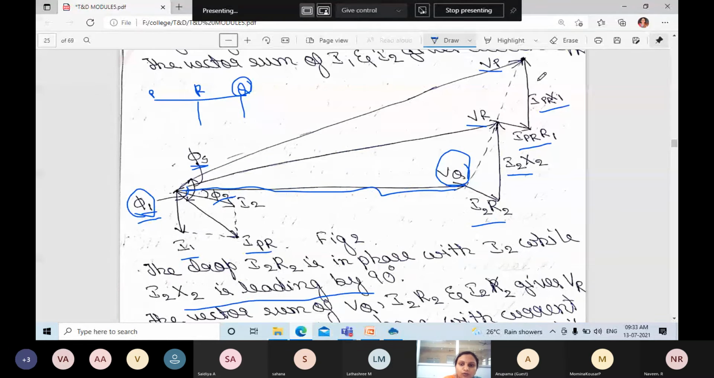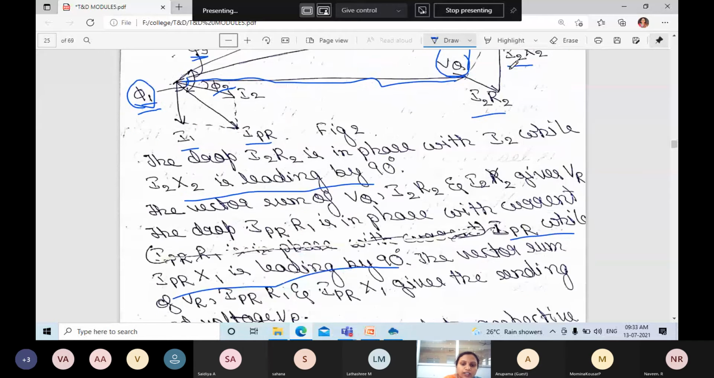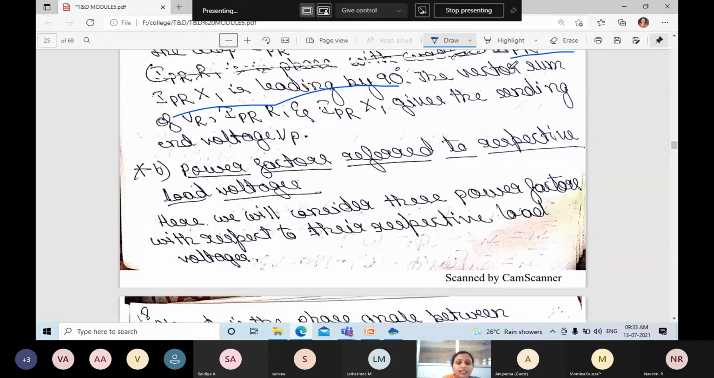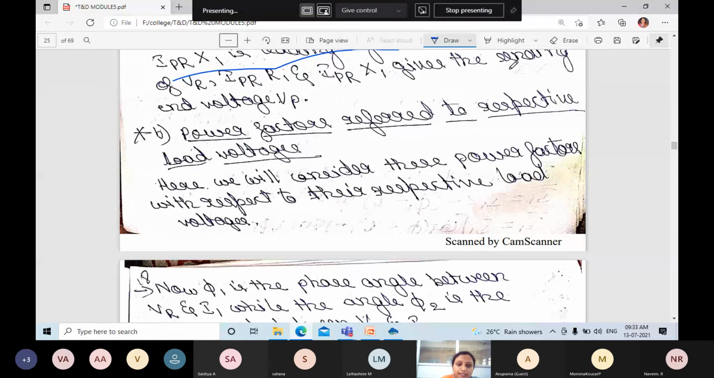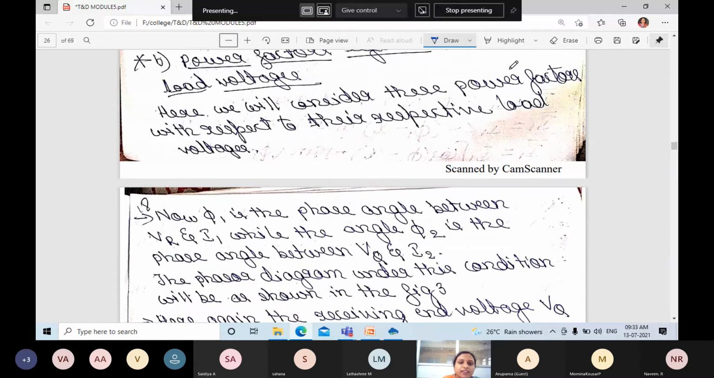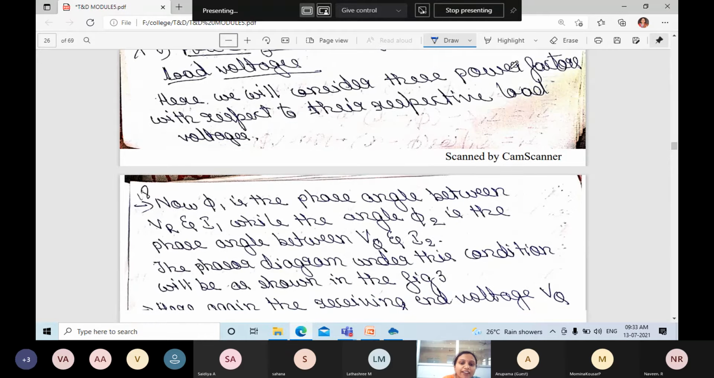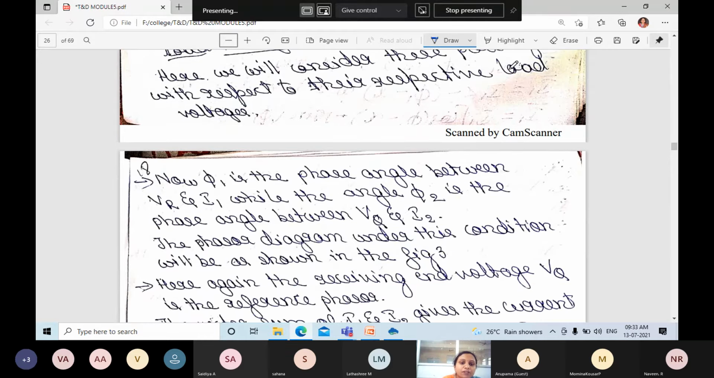If you add these overall, then you'll get the sending end voltage VP. Next is power factor referred to respective load voltages. Here, consider these power factors with respect to their respective load voltages. Now phi 1 is the phase angle between VR and I1, while phi 2 is the phase angle between VQ and I2.